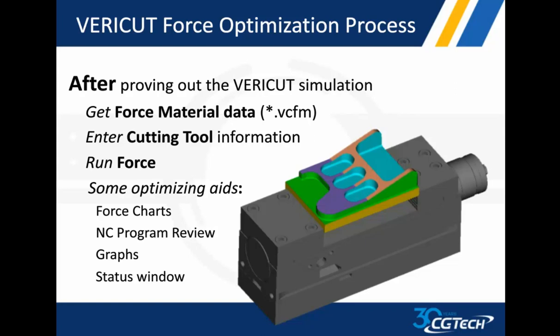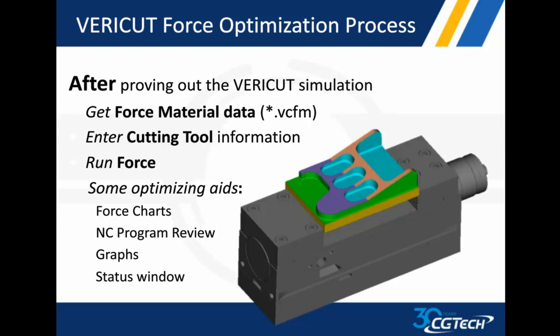When we run force, we actually bring in a force material data file, a .vcfm file, that has the information that was gathered during a cut on a specific type of material. We enter the tool information and the cutting material. The tool information goes into our tool manager with the helix and rake angle. Then we run force, and again, like in OptiPath, we have some optimizing aids that we can use to help decipher what's going on and how we might make this a successful cut.